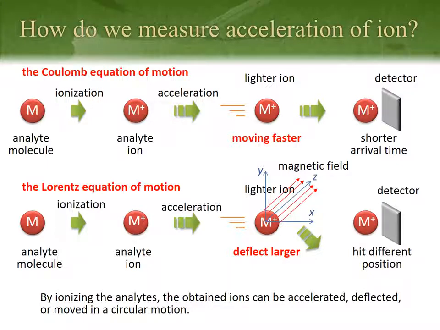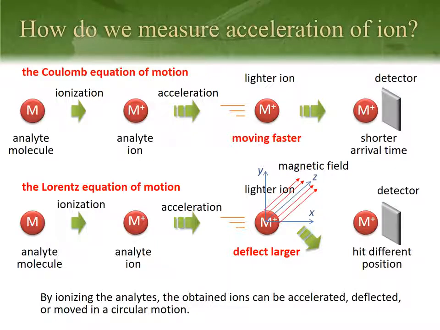In the first step of any mass spec, analyte molecules must be ionized in a proper manner. An obtained analyte ion can be accelerated by an electric field. This acceleration depends on the mass of the analyte. Say, the lighter ion will accelerate more, the heavier ion will accelerate less. The lighter ion will move faster to a detector, the heavier ion will move slowly to a detector. By these differences, the arrival time of a lighter analyte ion is shorter, that of a heavier analyte ion is longer. This is a way of mass spec using the Coulomb equation of motion.